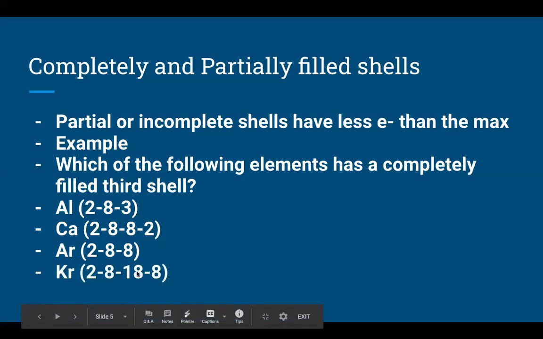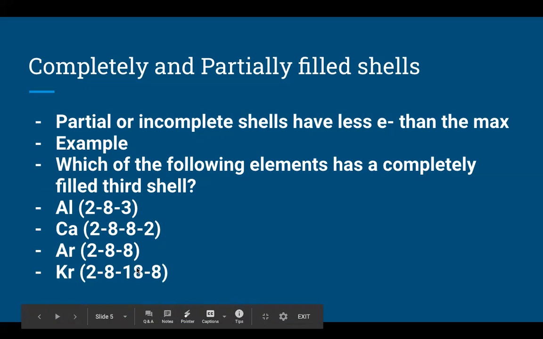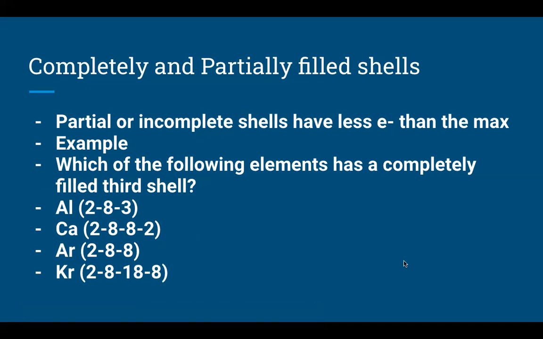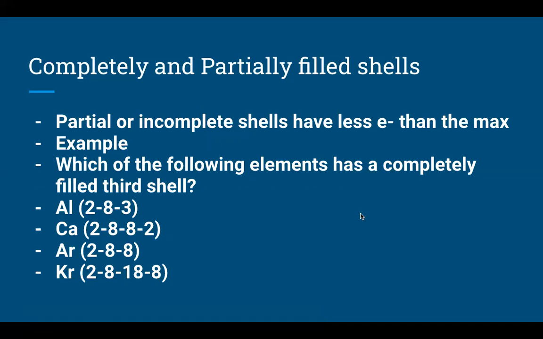If we look at the third shell, we just calculated on the last slide that 2 times 3 squared is 18, so the third shell has to have 18 electrons. The only option here that has a third shell with 18 electrons is krypton. Very simple. So this would be completely filled, and this would be not completely filled, or partially filled, incomplete.